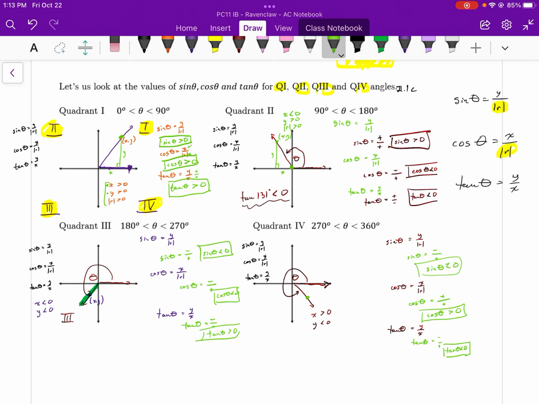Tangent. Well, tangent's a little bit different. All I simply do is I look whether the slope of the terminal arm is positive or negative, and I make that determination.